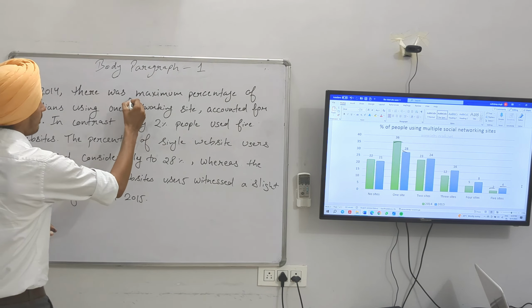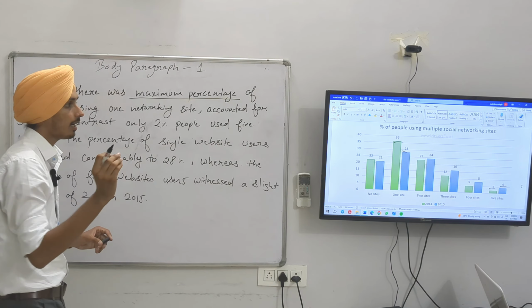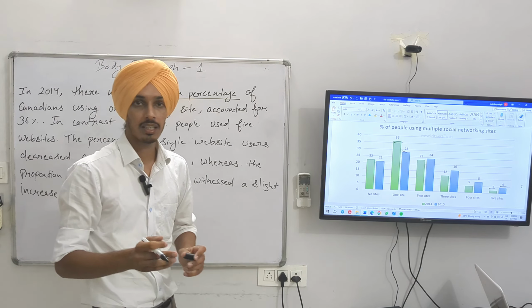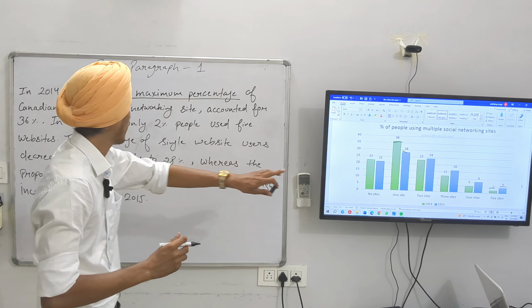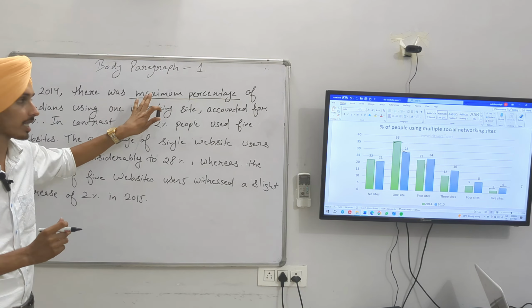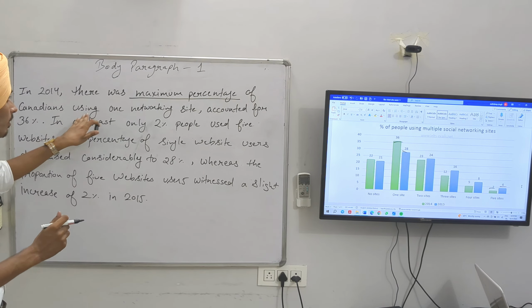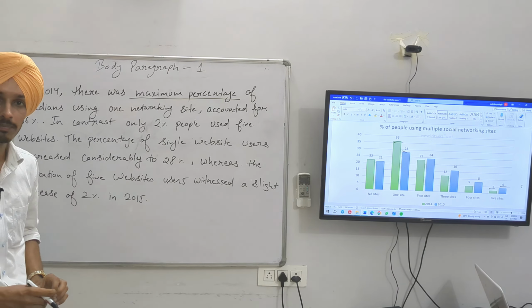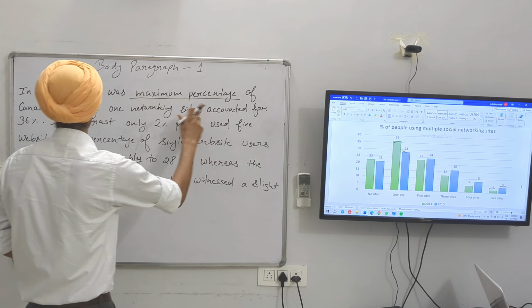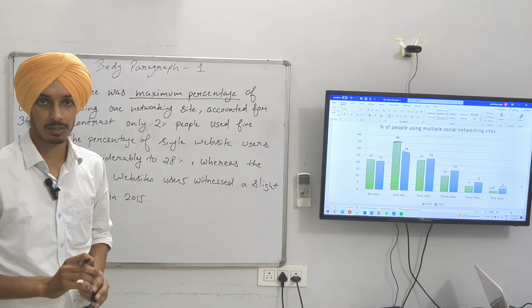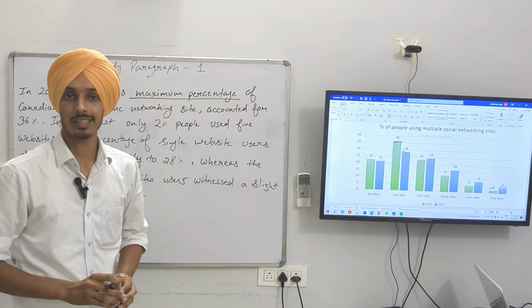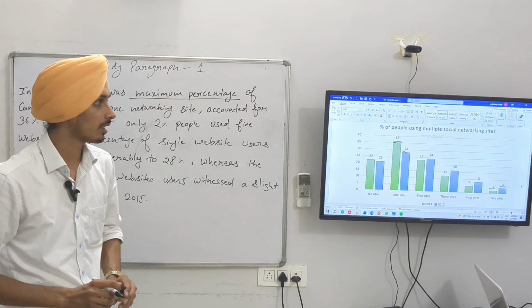See, maximum percentage. I have highlighted the key feature. It was the key feature, which is why we gave it in the overview. I have highlighted it over here also. Maximum. So the percentage of people using one networking site was maximum. It accounted for 36%. Meaning the percentage accounted for 36%. There were 36% of people using one site.